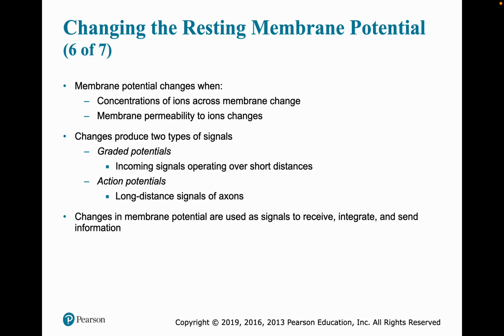So if we change the resting membrane potential, we can either change concentrations of ions across the membrane or change permeability to those ions. We can get 2 types of signals: a graded potential and an action potential. Graded potentials are over short distances. They are signals from other cells. Whereas action potentials will continue over long distances, and they will move down the length of an axon.